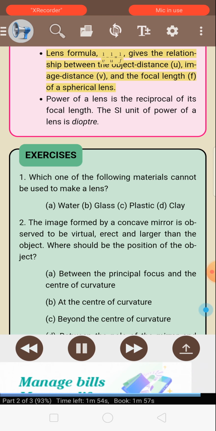Lens formula gives the relationship between the object distance u, image distance v, and the focal length f of a spherical lens. Power of a lens is the reciprocal of its focal length. The SI unit of power of a lens is diopter.